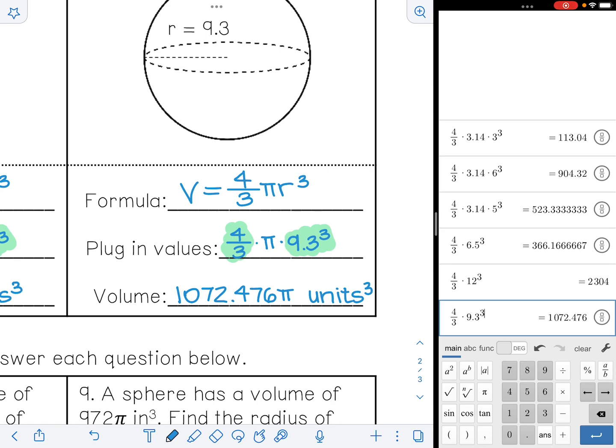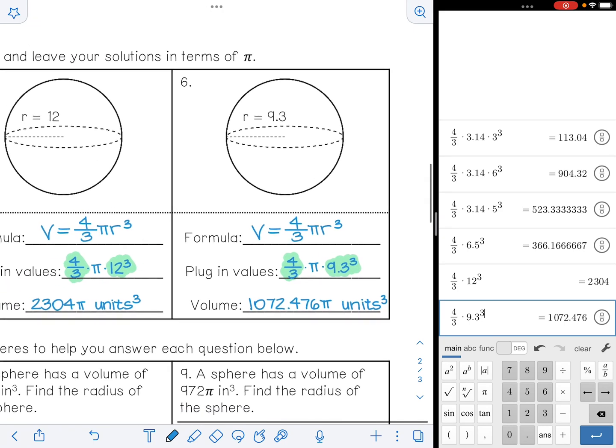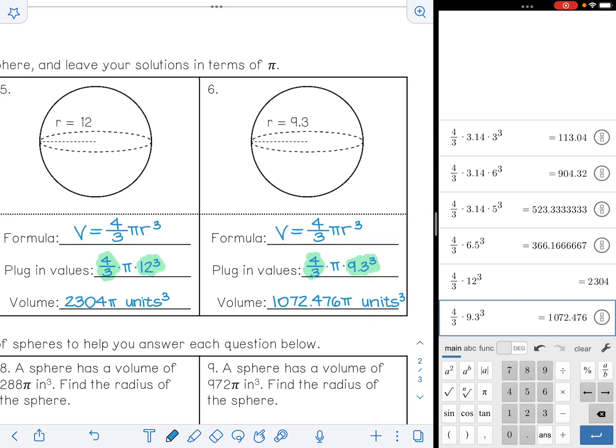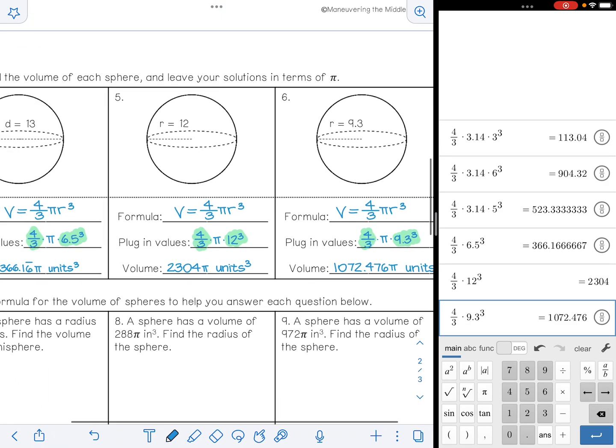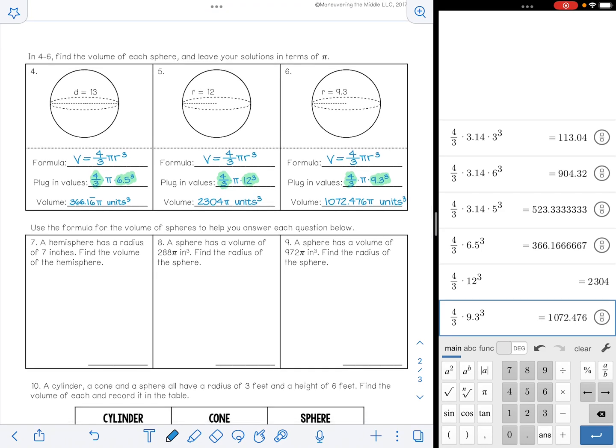Remember, when it comes to our test next week, you will be given the formula. So you'll be given the 4/3 pi r cubed. You just need to make sure that you are representing your answer in the way that the instructions tell you to. So when it says in terms of pi, you better have the pi symbol in your final answer.